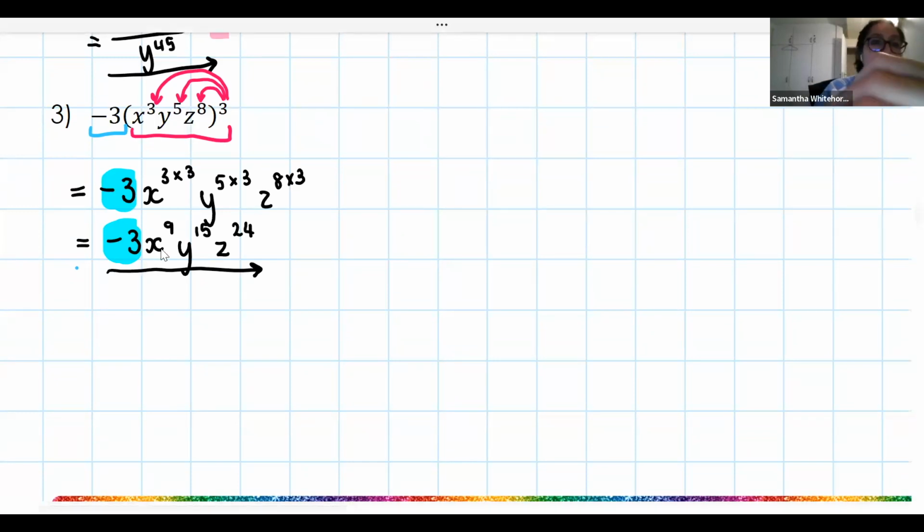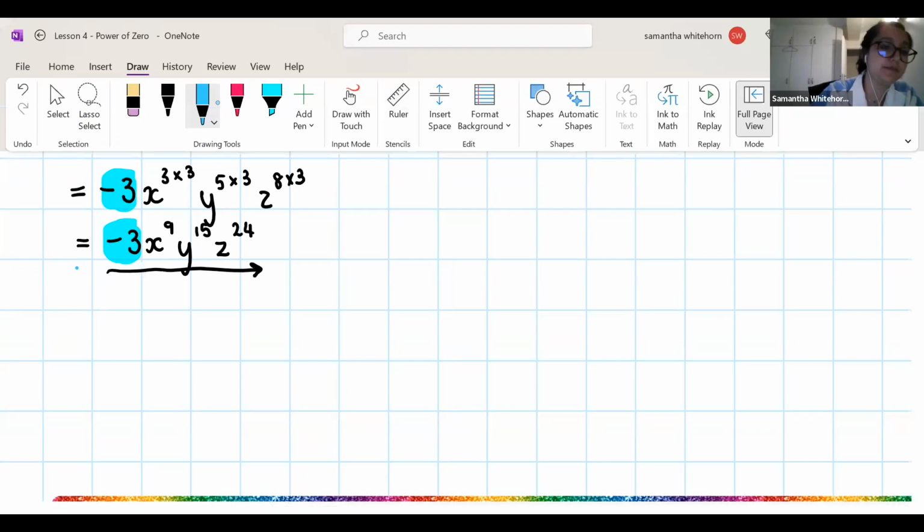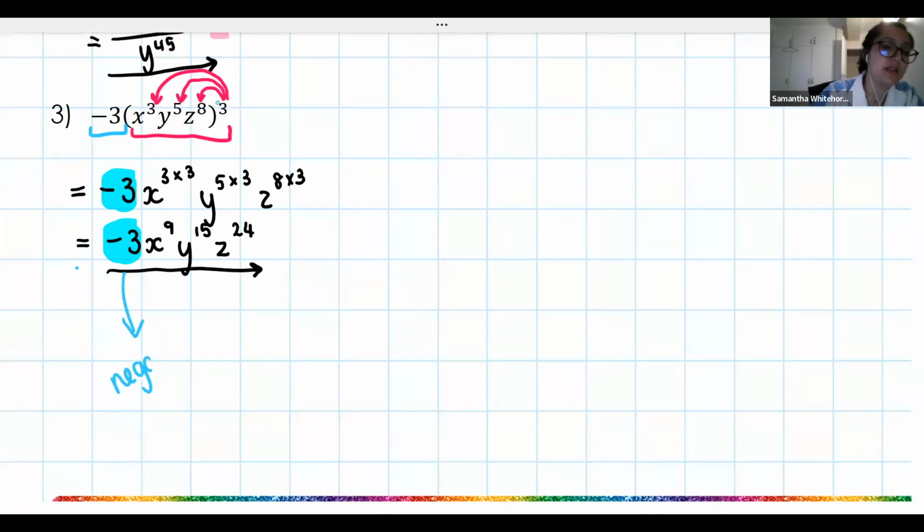Just going to make a little note here to remind us. So the -3, I don't know why I chose to write out the word negative. We'll try that again. So -3 is not in the bracket, therefore not affected by the exponent.